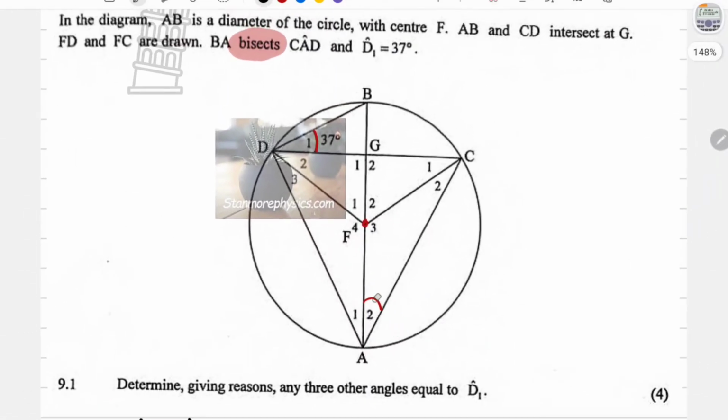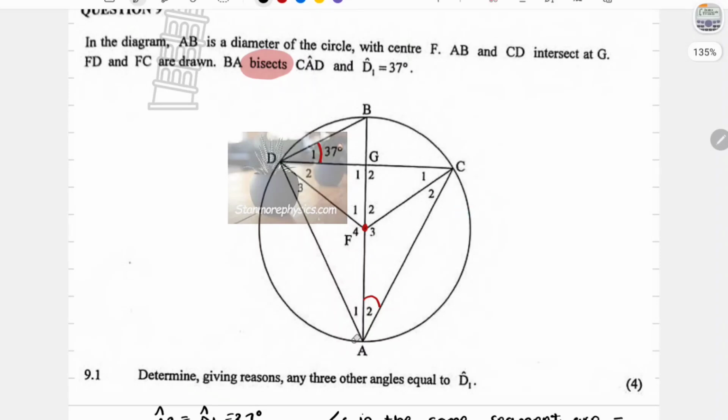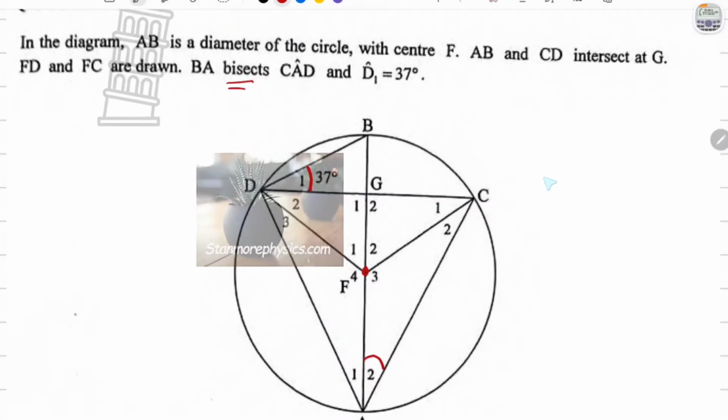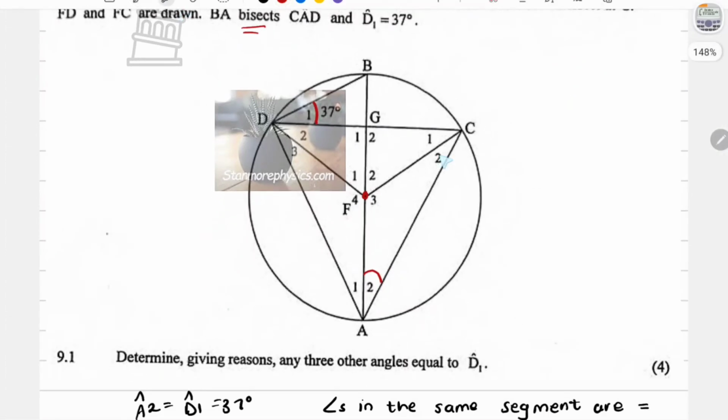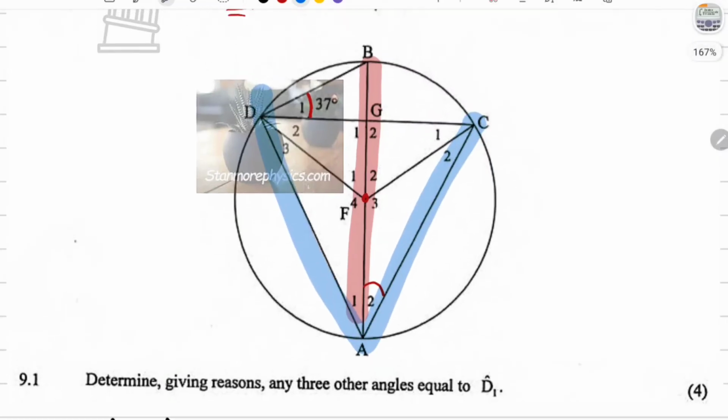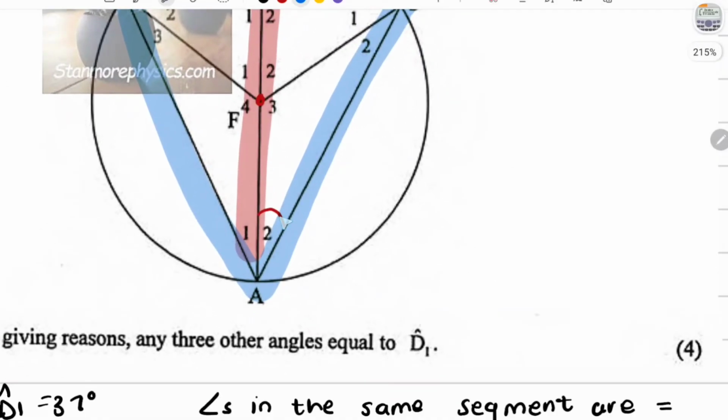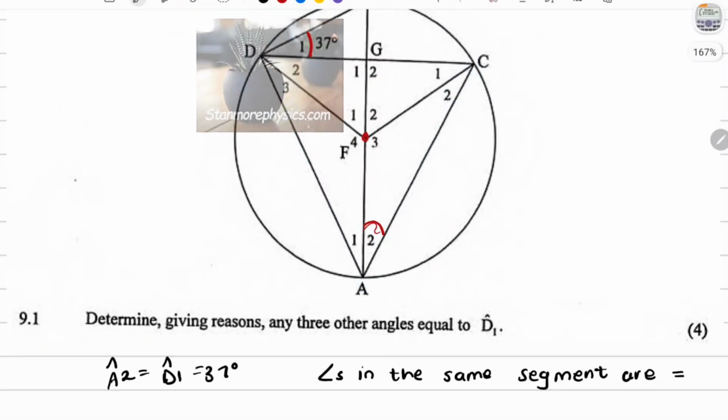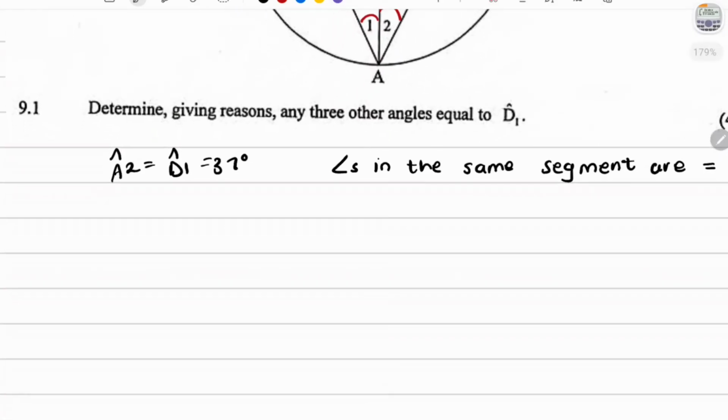Now because we have A2, remember they told us something about this big angle CAD. They said that BA bisects CAD. When something intersects another thing, it just cuts through. When something bisects another thing, it means it cuts it in perfect half, into 2 equal parts. So if BA bisects this angle CAD, it cuts it into 2 perfect halves. So this angle should be equal to that angle. That is another angle equal: angle A1 is equal to angle A2.